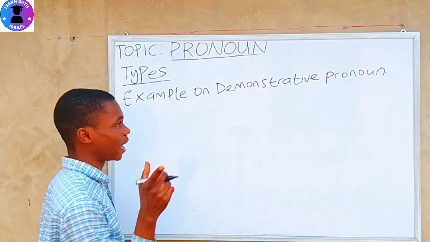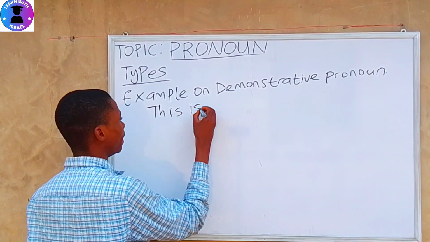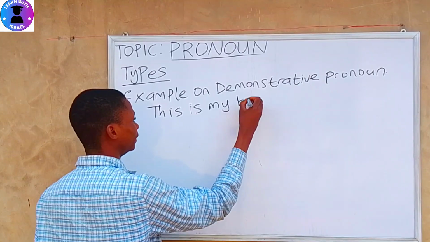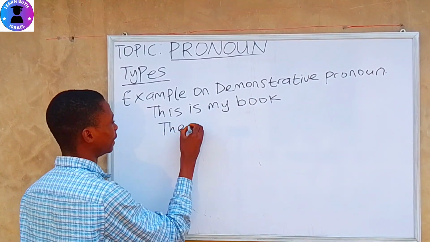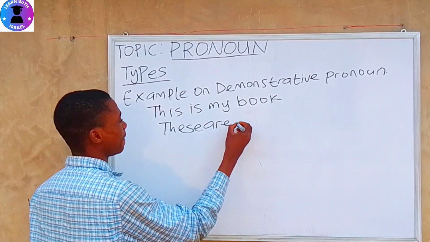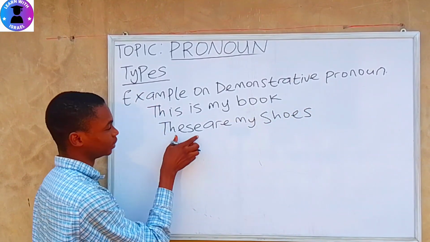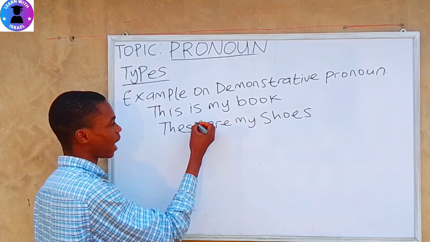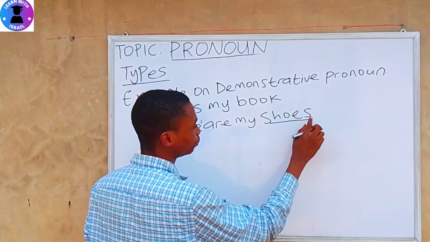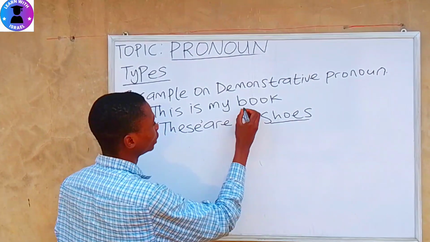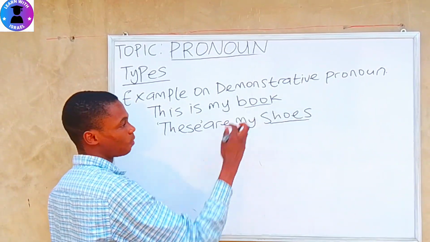You know, we have the singular and the plural. So you can say, this is my book. And you can say, these are my shoes. Why are you using these as a plural? Because the noun is also plural. Shoes is more than one. But you can see for this book, it is one. It is not pluralized. I hope I'm clear with that.